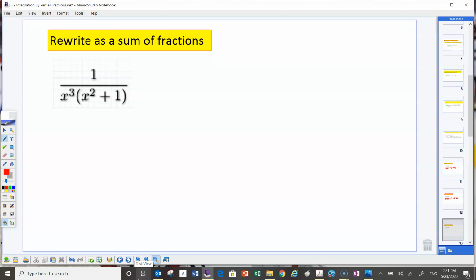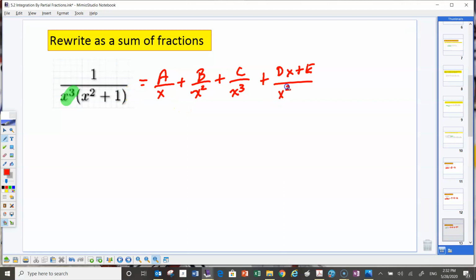Now this one here, notice we have a repeated factor, we have x cubed, and we have a binomial. So when I write this, it's going to be A over x, and I have to go B over x squared plus C over x cubed. So now I've written all the possibilities for that one. And this is a binomial, so therefore it's going to be a linear, and my next variable would be Dx plus E over my quadratic factor in the denominator of x squared plus 1. And there would be my partial fractions.